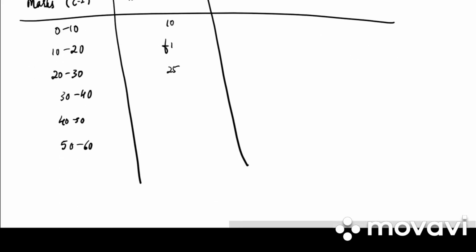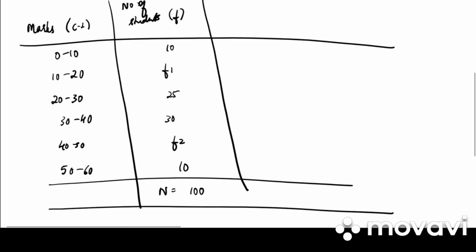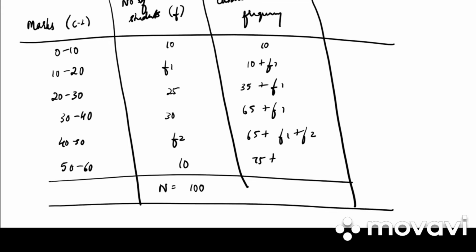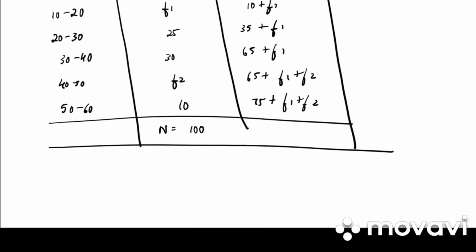Then we have 25, 30, F2, 10. They have given us n. N is how much? 100. Next column we have is cumulative frequency. So 10 plus F1, 10 plus 25, 35 plus F1, 65 plus F1, 65 plus F1 plus F2, 75 plus F1 plus F2. They have given us median. Median is how much?